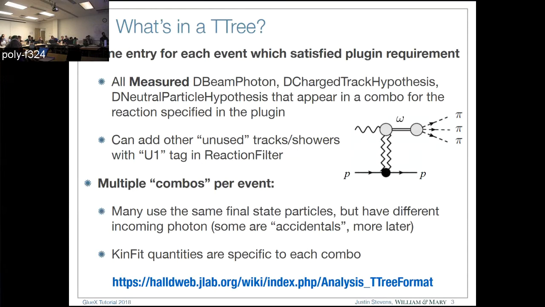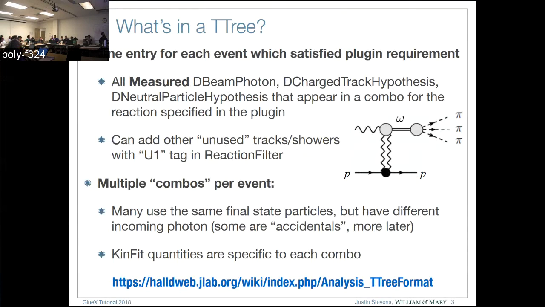Most of these combos, these multiple combinations per event, actually come from the extra beam photons that we have coming in. So even if we only reconstruct pi plus, a pi minus, a pi 0, and a proton, you get one additional combo for every beam photon that satisfies your reaction criteria. And so we have a lot of these, what we call accidental beam photons, which are extra beam photons that weren't the real one that produced the reaction. And we'll talk about how you can remove those a little later.